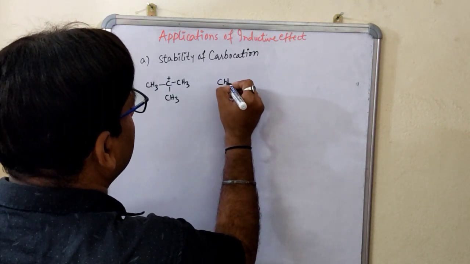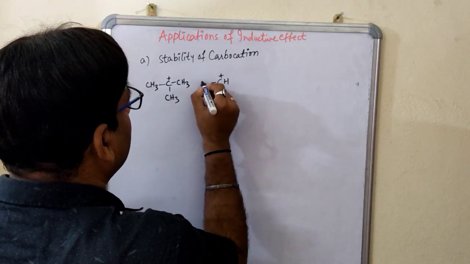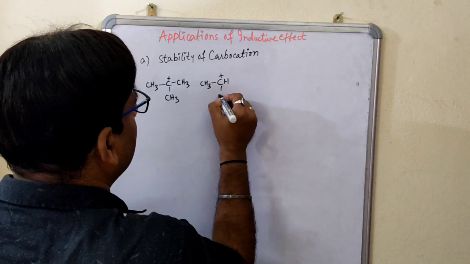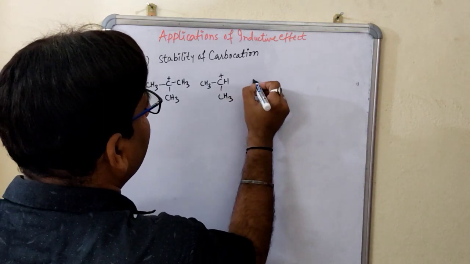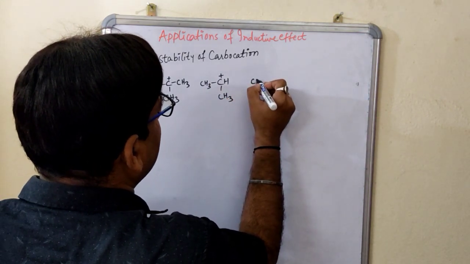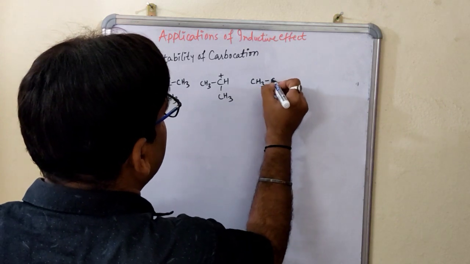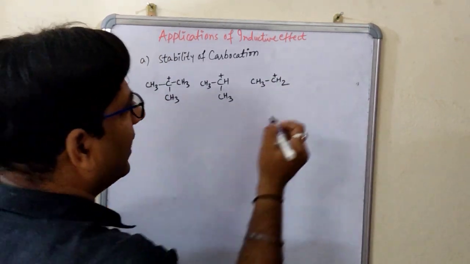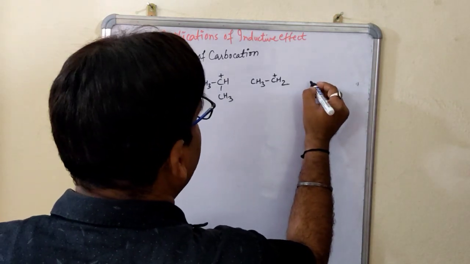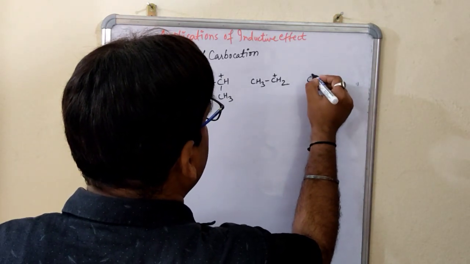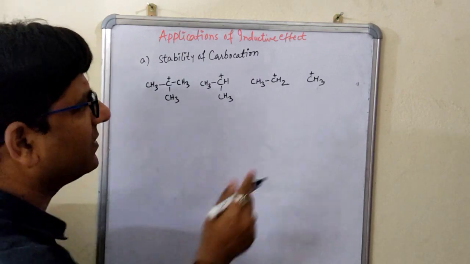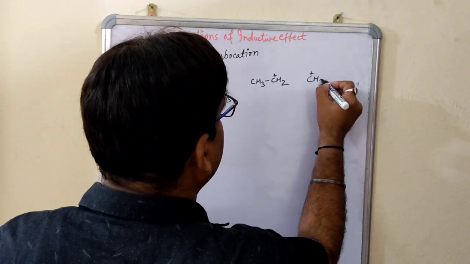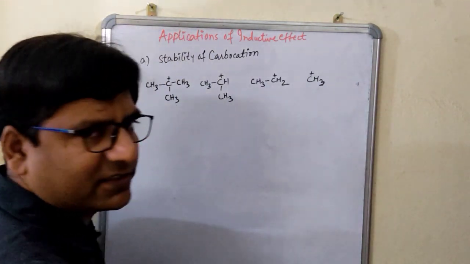Now in the next I will write CH positive with CH3, CH3. Here I will write CH3 CH2 positive. At the last one more I will write CH3 positive. Right. Now I have taken 4 different carbocations.